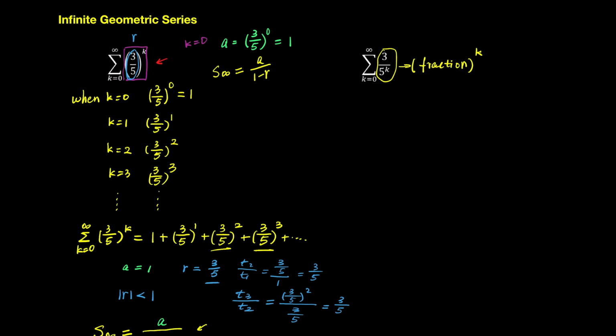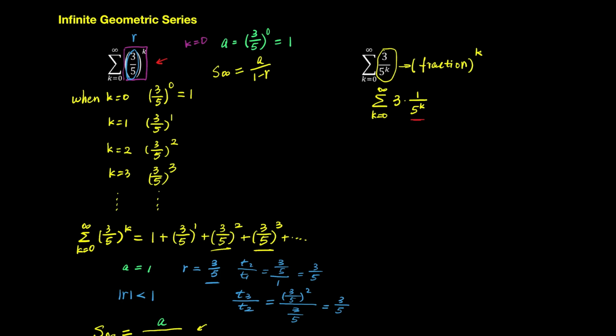Well, we notice that the number 3 in the numerator is a constant and doesn't have a k as an exponent. We can't directly express 3 as something raised to a power of k in a simple way. So let's rewrite the term as 3 times 1 over 5 to the k. We still have this sigma k equals 0 to infinity in the front. Now you see this is the fraction.